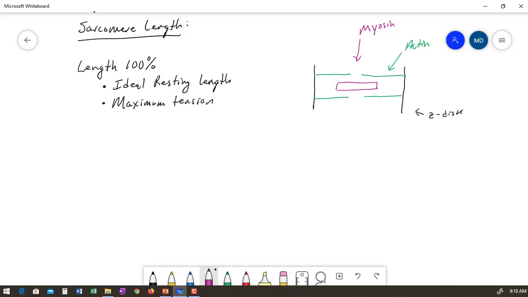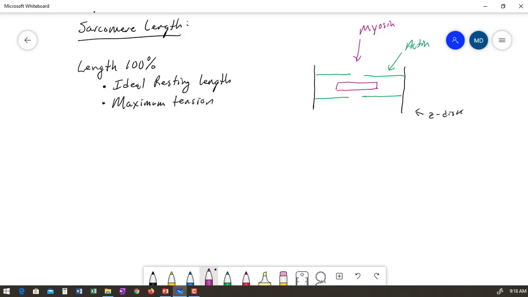Now at this length, the normal resting length, we actually have the maximum amount of force that we're going to be able to generate. And this has to do with the amount of area where myosin and actin overlap.